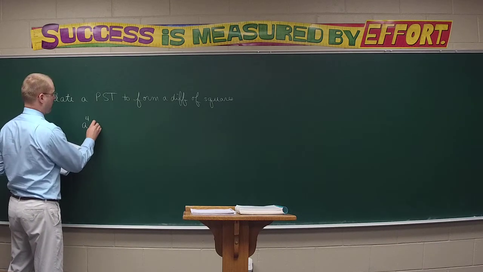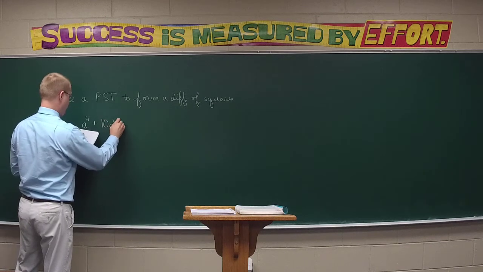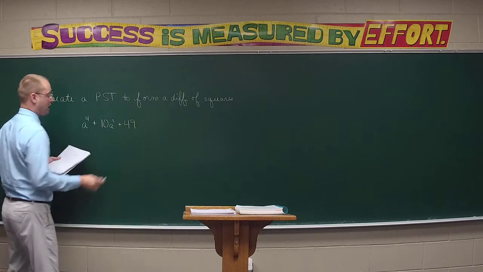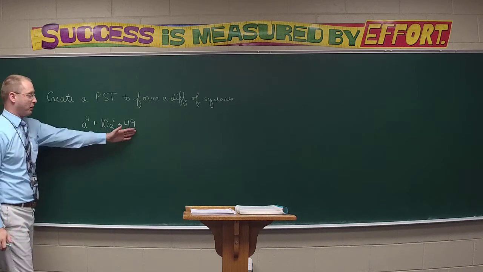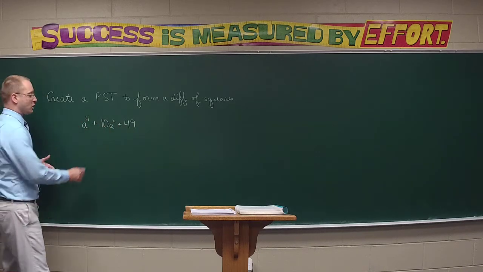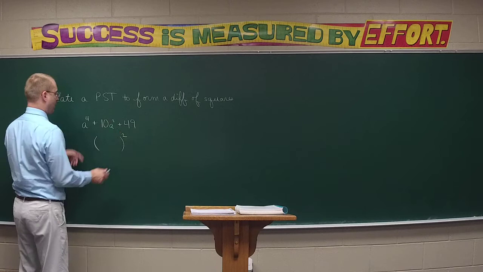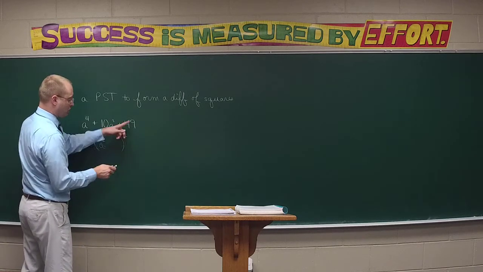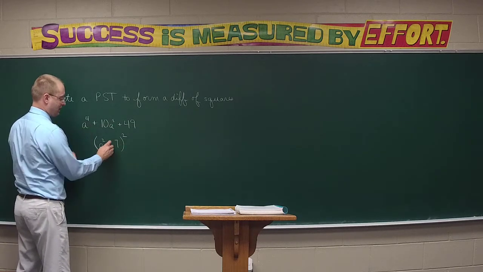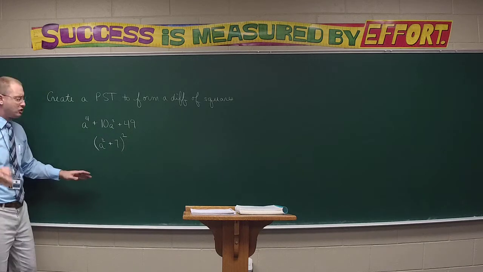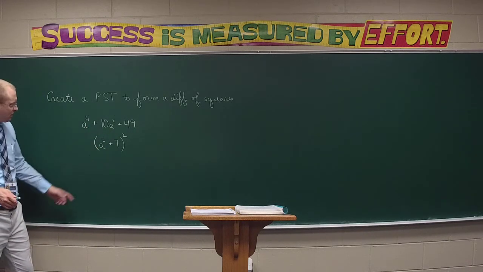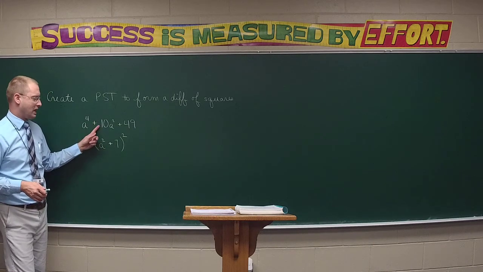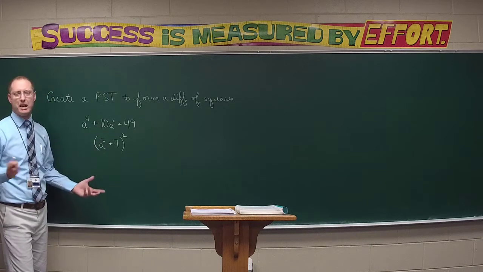We've got a to the 4th, positive 10a squared, positive 49. Now on the surface, you look at this and you might be thinking, hey, that is a PST, right? Perfect square, positive, even, right? And so you'd say, well, binomial squared, I got a square root of the first, square root of the last, plus sign here. And of course, we always do the multiply and double just to check. Wait a second. 7a squared doubles 14a squared. Oh, it's not a PST.